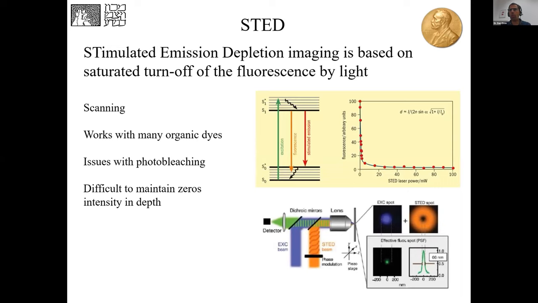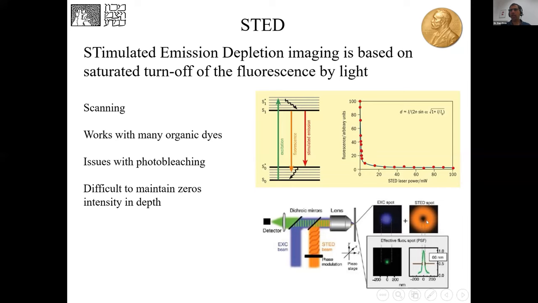One Nobel Prize winning technique, the 2014 Nobel Prize awarded to Stefan Hell, was on stimulated emission depletion. And this is a technique which is based on breaking the linearity assumption. It's based on the following idea. You make an excitation spot, which is diffraction limited. And then you take a second beam, which serves as sort of an eraser beam. It erases the fluorescence everywhere where there's intensity.